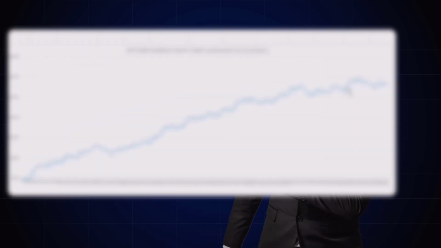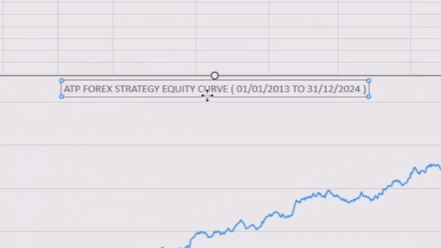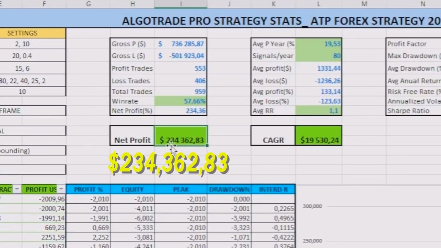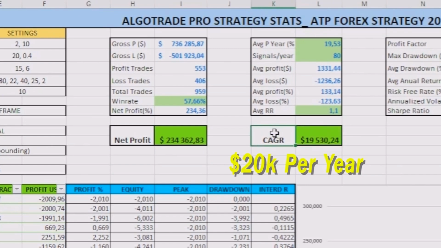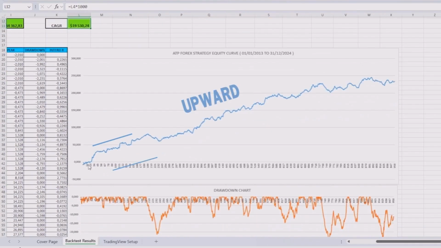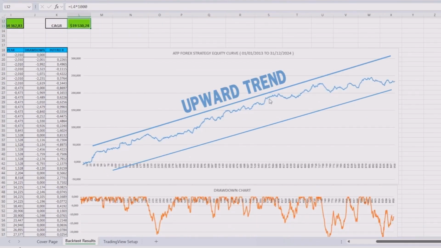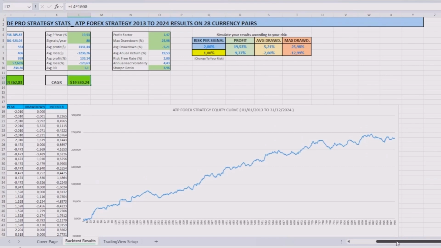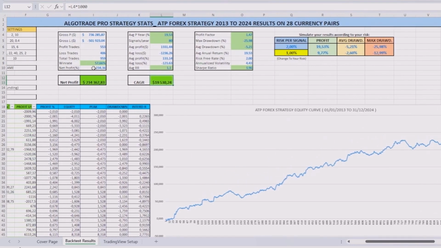Before we dive into the strategy, let me quickly show you the results. As you can see here, since 2013 until 2024, this strategy has made over $200,000 in profit, or an average of $20,000 per year. This is my equity curve and it's been a consistent upward trend. But before showing you the rest of the results, let's break down the strategy itself so you can understand how it works and how you can start using it to make profits just like I did.